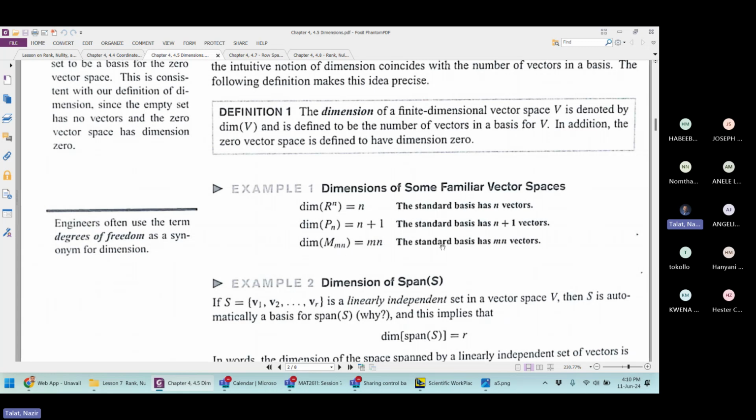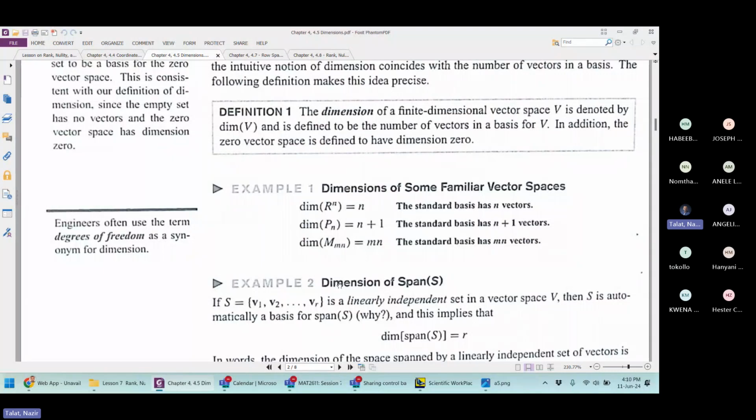So if we have a 2 cross 3 matrix, the class of all 2 cross 3 matrices, we require 2 multiplied by 3, that is 6 matrices, with which we can generate every element of the 2 cross 3 matrices, because the class of all 2 cross 3 matrices is itself a vector space. So these are about the dimensions, and you know that dimension is actually the number of vectors in the basis set of a vector space.